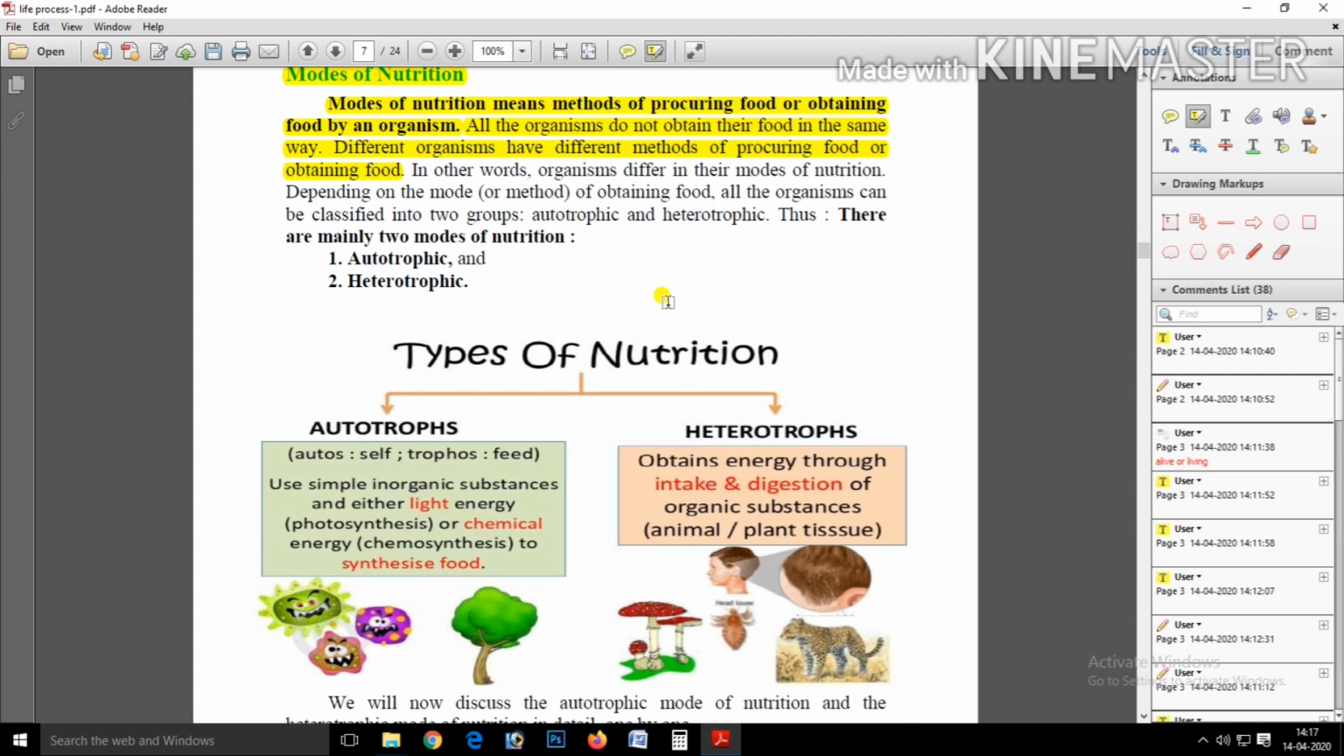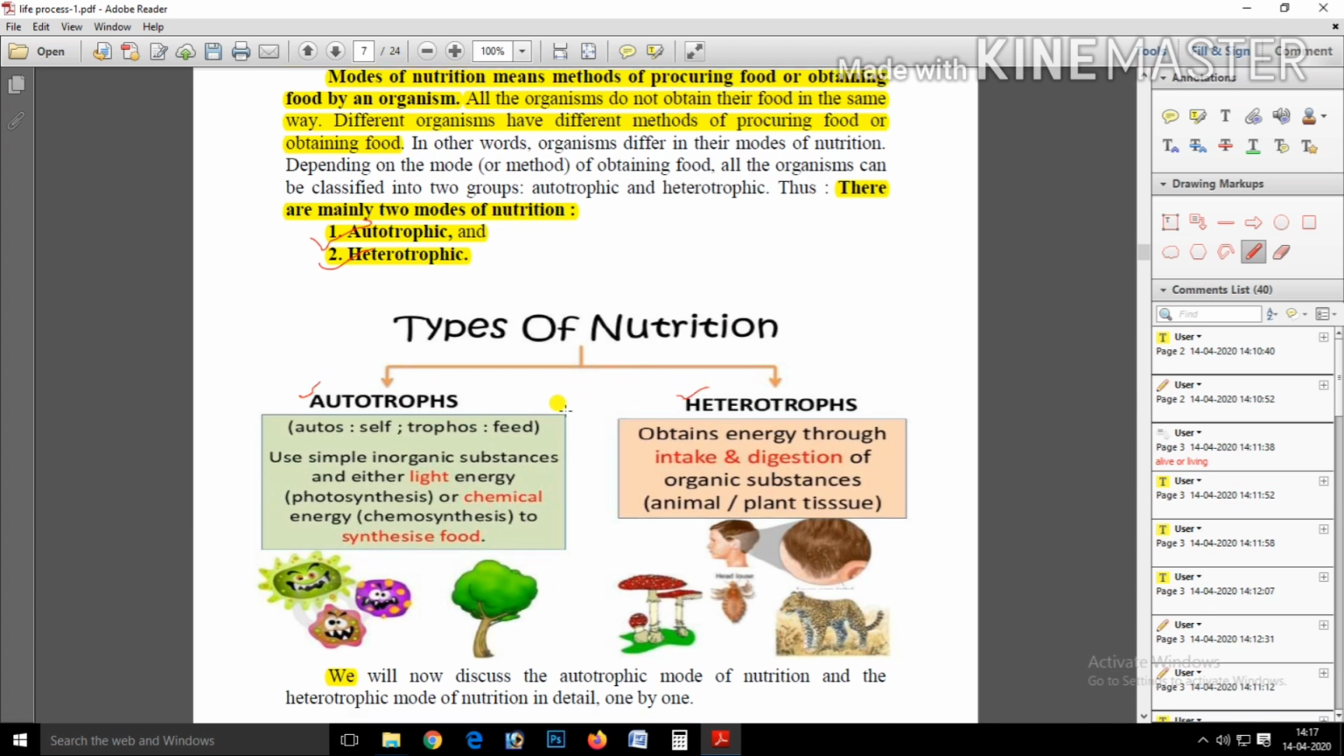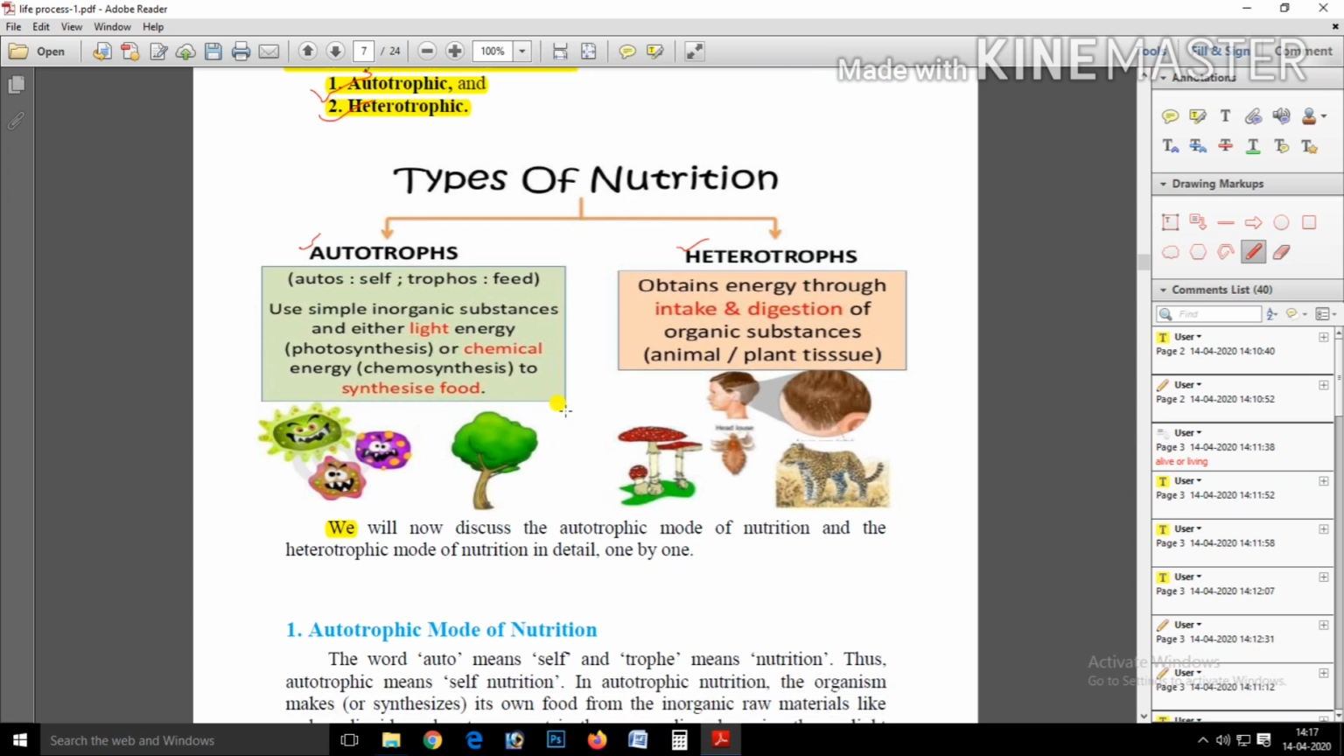Suppose we human beings or animals, we have our mouth to eat the food, to engulf the food. But plants and trees, they don't have any mouth. So how do they obtain their food? So depending upon this, the modes of nutrition are of two types: autotrophic nutrition and heterotrophic nutrition.